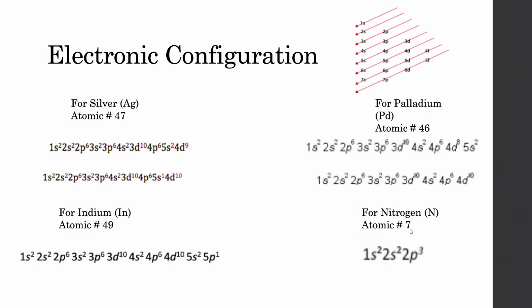Nitrogen only has an atomic number of 7, so it'll have a 1s2 2s2 2p3. And if we wanted to write these in a shorter fashion, we could take everything from the 1s orbital up to the 4p6 orbital and write it as Kr, or kryptonite, krypton, sorry. And that will shorten it up.